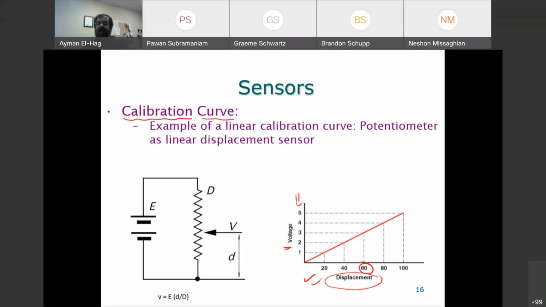So I have to have a calibration curve and have to understand it. And this comes with the manual of the sensor. It always comes with its calibration curve. So this is something very, very important.